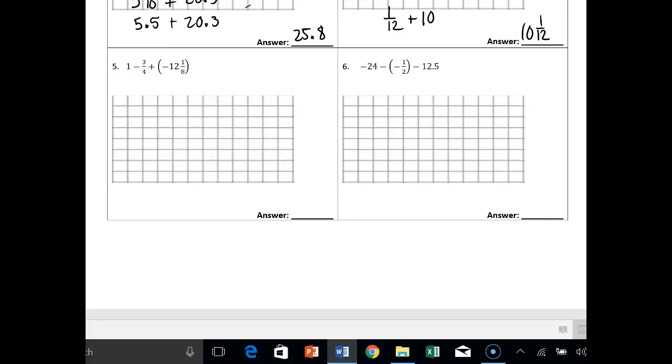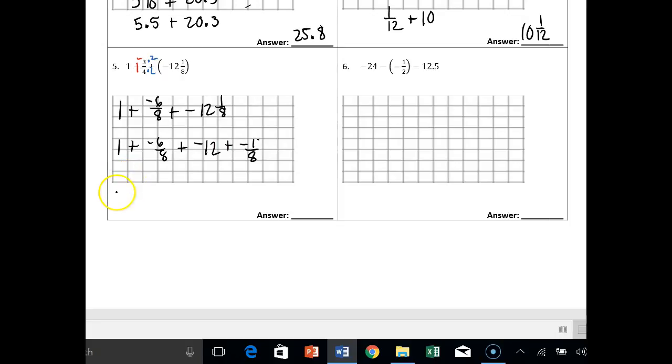All right, number 5. Here we have plus and negative. We have a plus sign, so that locks that negative in. Hopefully right off the bat you're saying, fourths and eighths. Okay, so let's make this an eighth by multiplying by 2. So I have 1 plus negative 6 over 8 plus negative 12 and 1/8. Let's split this fraction, right? So 1 plus negative 6 over 8 plus negative 12 plus negative 1/8. The reason why I do that is so that you can actually see that I have a negative fraction here and a negative fraction here.